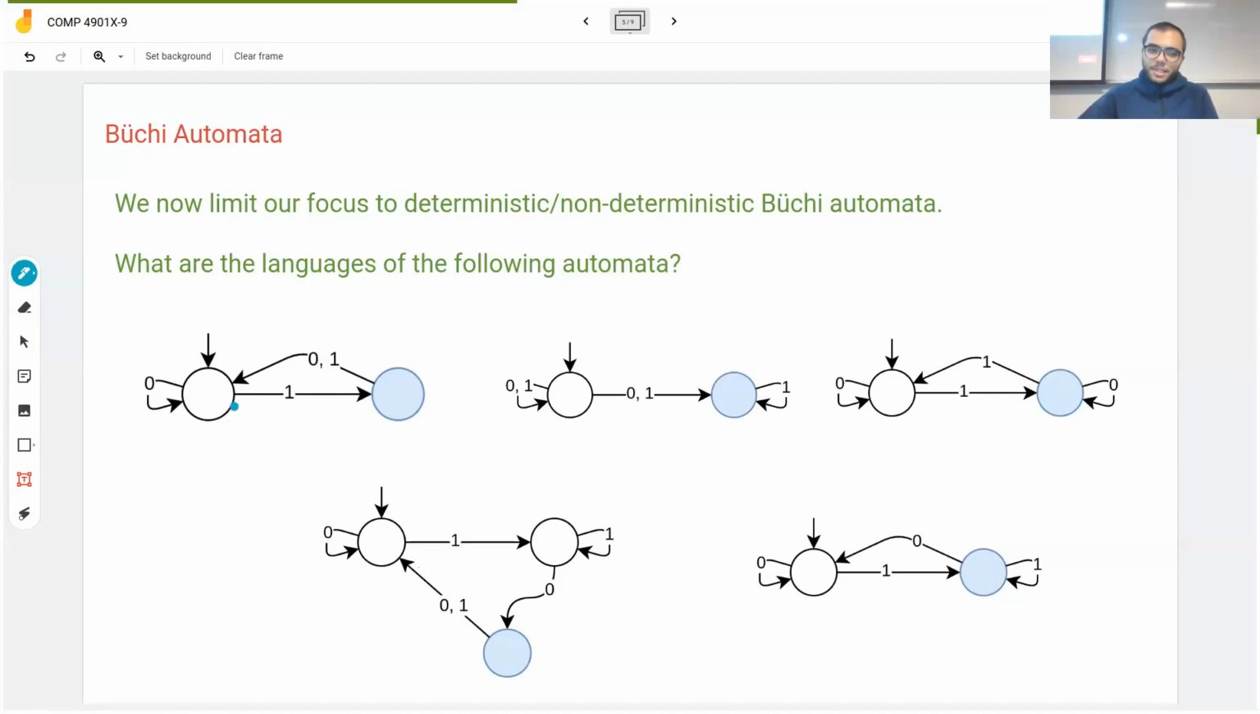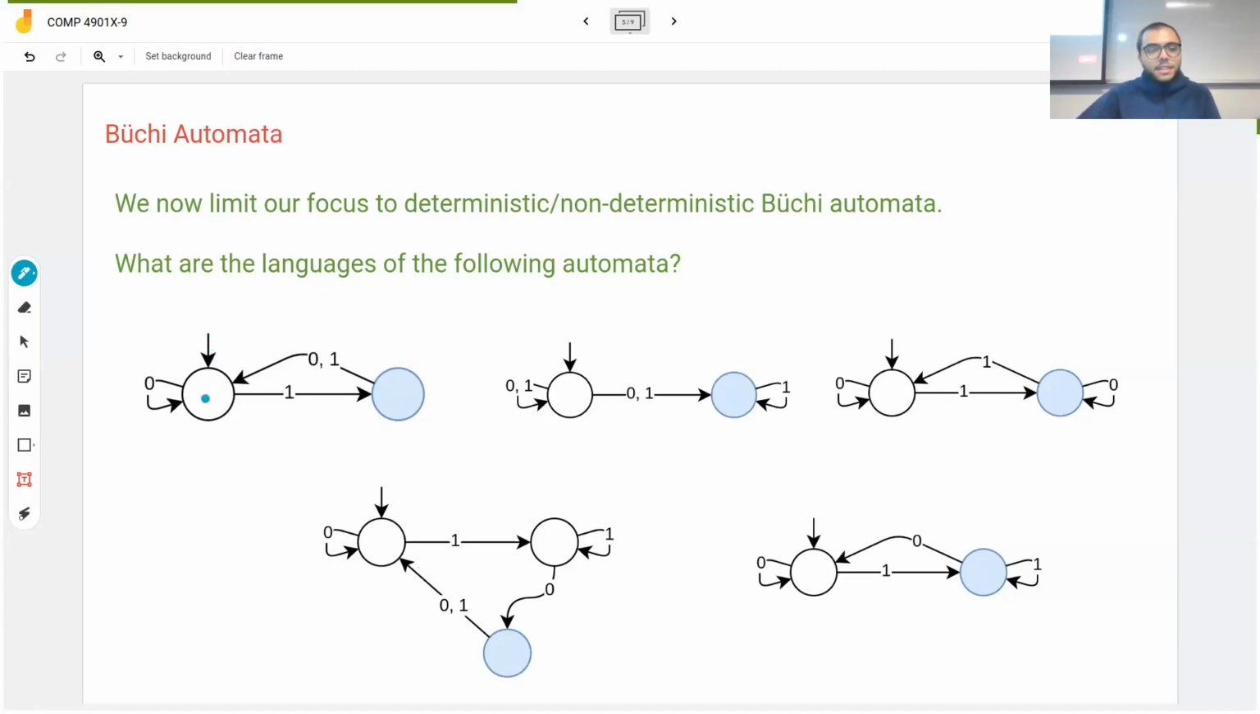No, so a word is accepted if I see the accepting state infinitely many times. Infinitely many times, because it's a Büchi automaton, right? Infinite number of ones. Yeah, that's, I think, the correct answer.